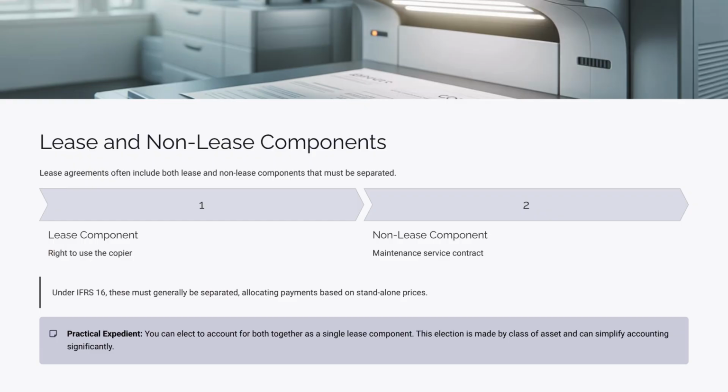Lease agreements often include both lease and non-lease components. For example, leasing a photocopier might include both the right to use the copier, a lease component, and a maintenance service contract, a non-lease component. Under IFRS 16, these must generally be separated, allocating payments to each based on their standalone prices. But there's a practical expedient, a shortcut. You can elect to account for both together as a single lease component. This election is made by class of asset and can simplify your accounting significantly.